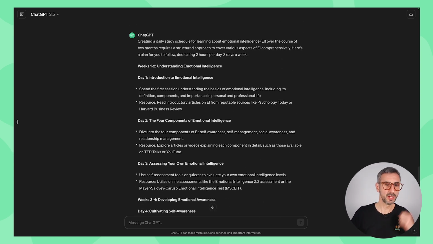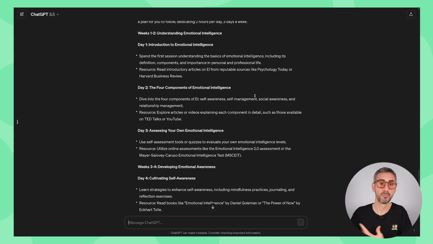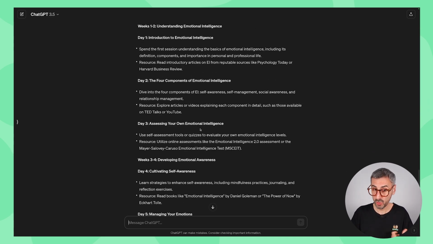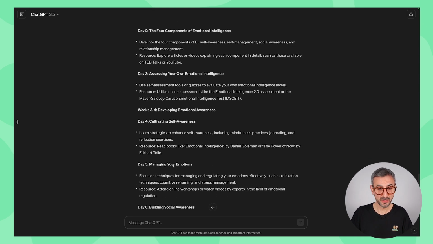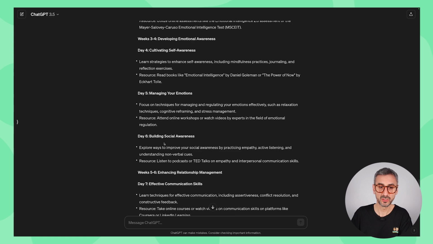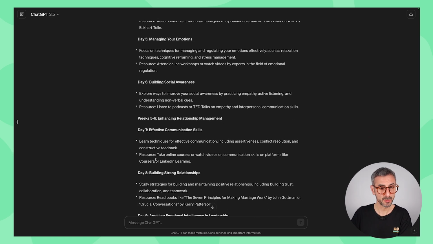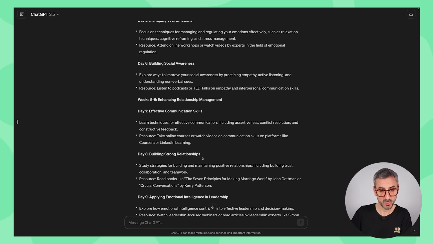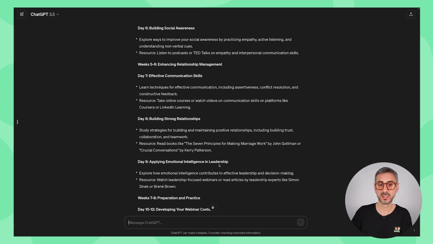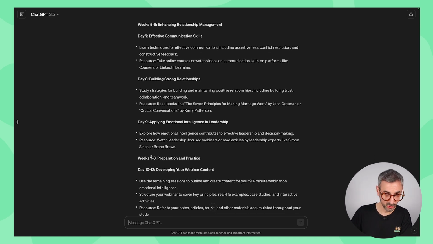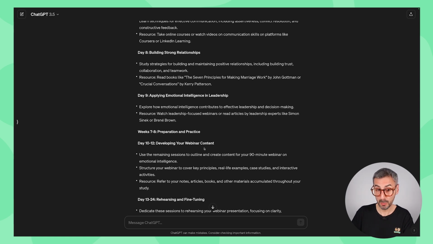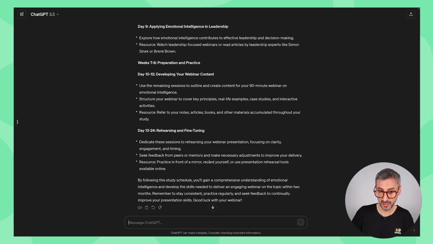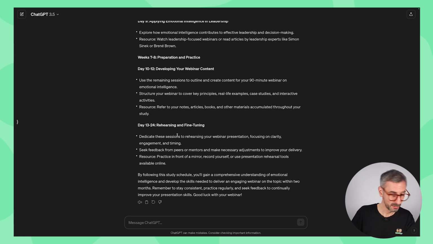And this goes from introduction to emotional intelligence, the 4 components of emotional intelligence, assessing my own emotional intelligence, developing emotional awareness, cultivating self-awareness, managing my emotions, building social awareness, enhancing relationship management, effective communication skills, building strong relationships, applying emotional intelligence in leadership, preparation and practice. Okay, so weeks 7 and 8, we are going to switch gear and just focus on the webinar. So day 10 and 12 will be about developing the webinar content, okay, rehearsing and fine-tuning, until we are ready by day 24.